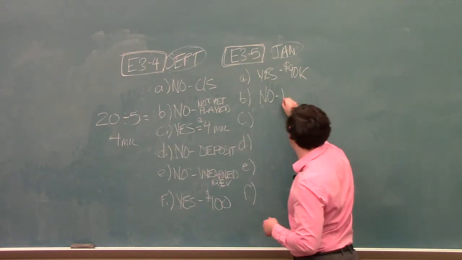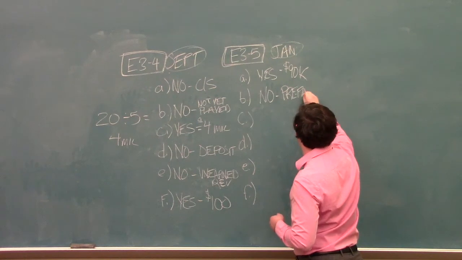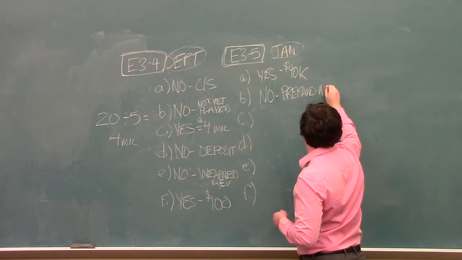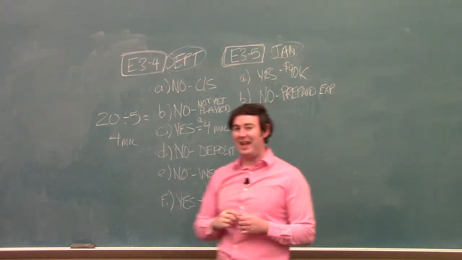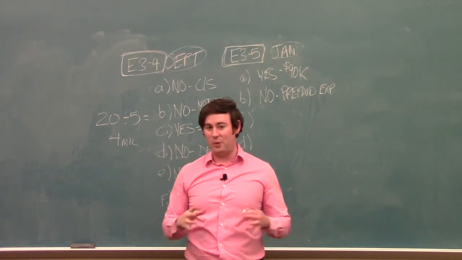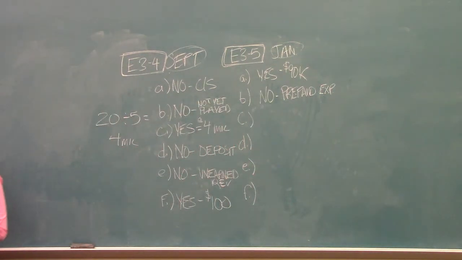Why? Because we have a prepaid expense. Prepaid expense is not an expense. It is considered an asset. Prepaid expense is not an expense, it's considered an asset. We've paid for future use, but we have not yet used it, okay? We have not yet incurred the expense.